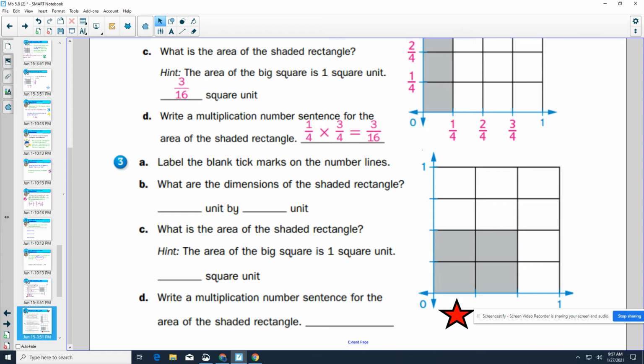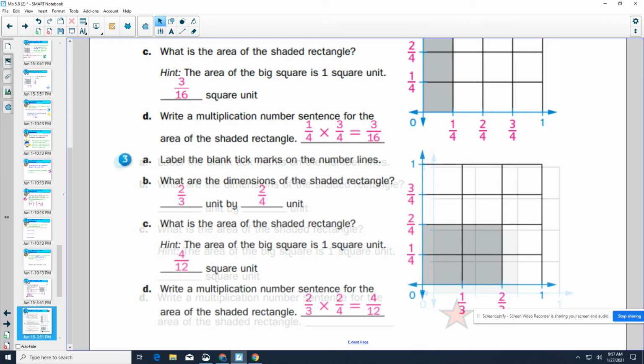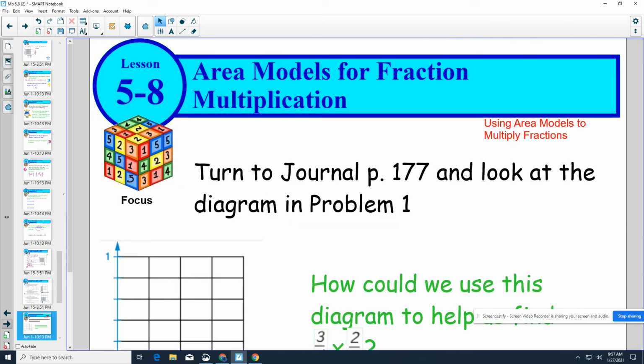All right, so the next one you should have already done. You should have labeled your tick marks first. And you can see here at the bottom, this one is in thirds, but going up, it's in fourths. And so you would just count over and see that you have 2/3 by 2/4, and then multiply those.